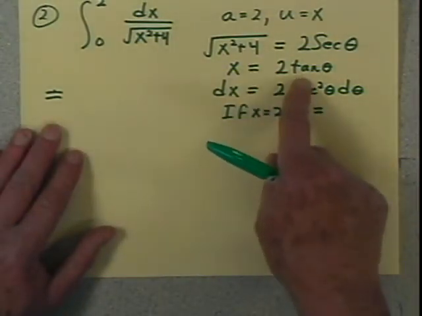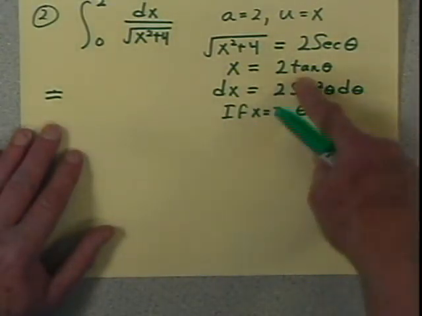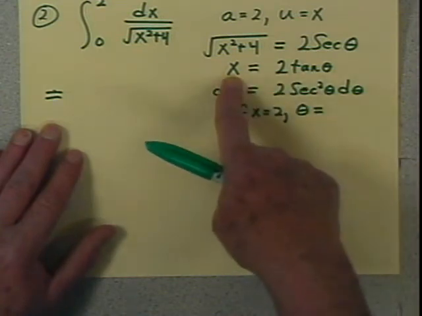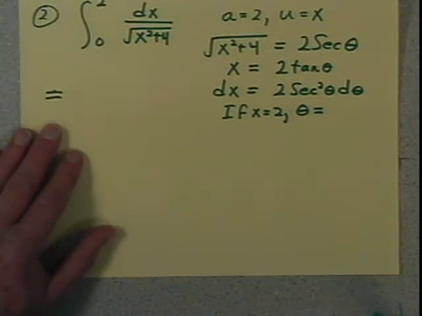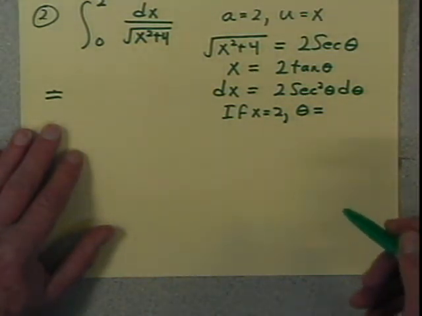Well, x is 2 tangent theta, right? If x is 2, then tangent theta will be what? I think you can do that in 1, won't it? And the tangent of what angle is 1?